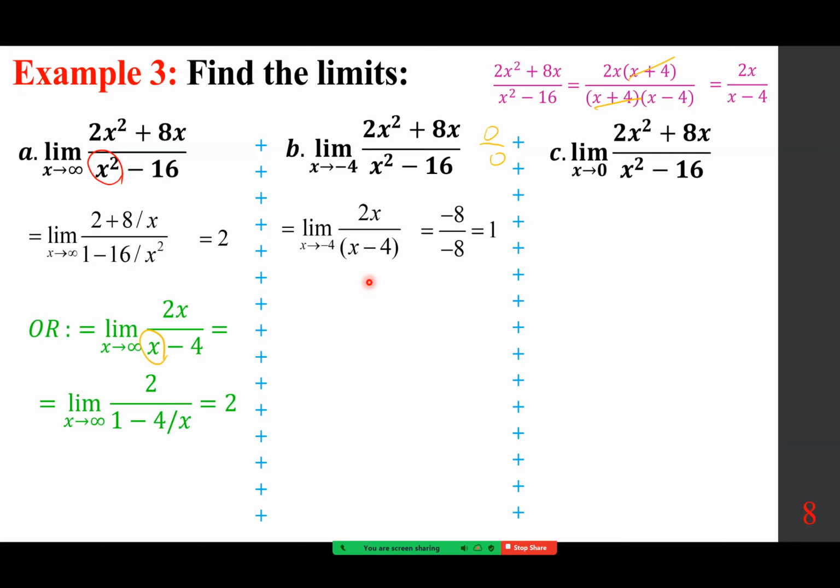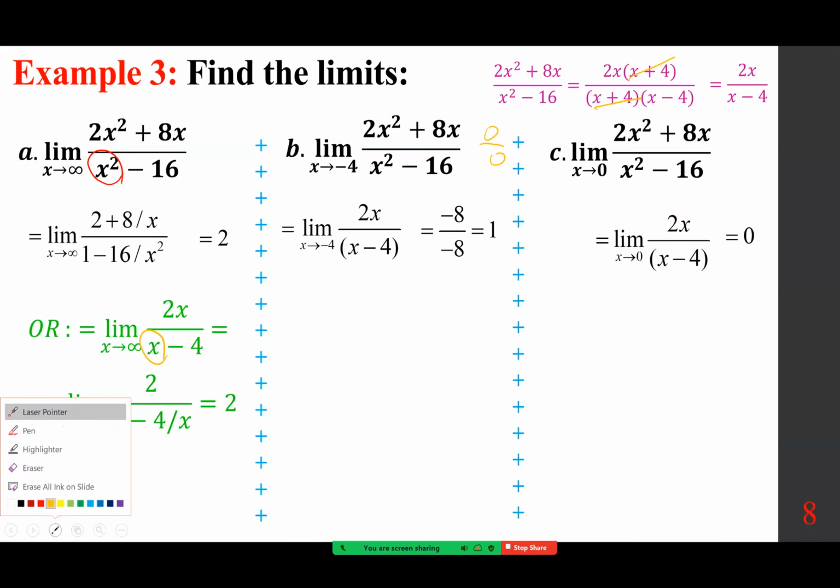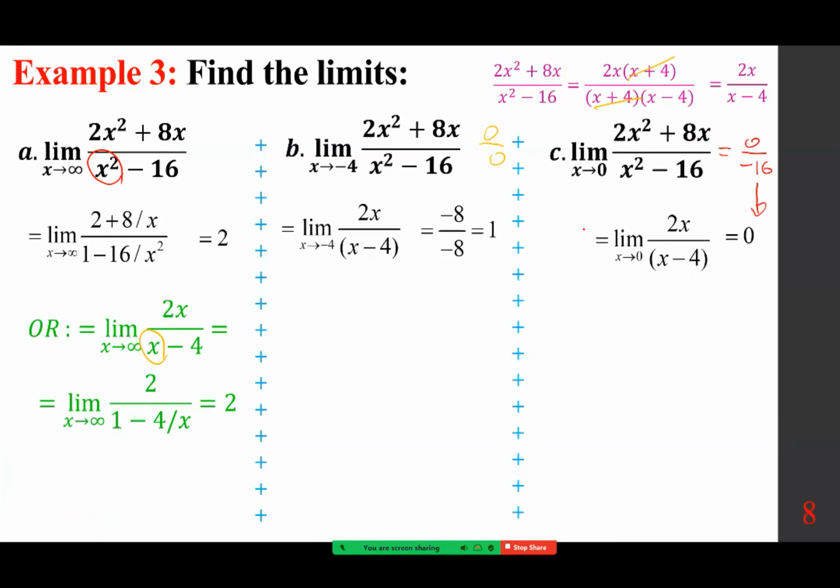When x approaches 0, if you plug in 0, you get 0 over -16, which is 0. If you simplify it and plug in 0, you get 0 over -4, which is also 0. So either way is fine. Over here, you get 0 over -16. Over here, you get 0 over -4. Both of them are 0, okay? It's important to know the denominator cannot be 0.